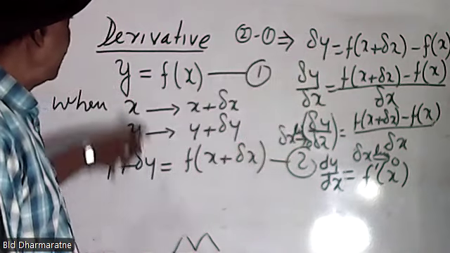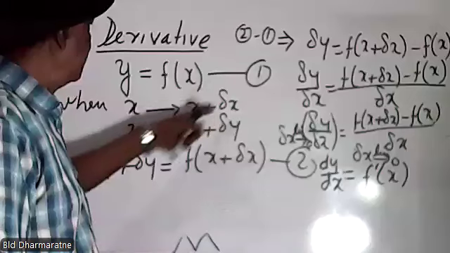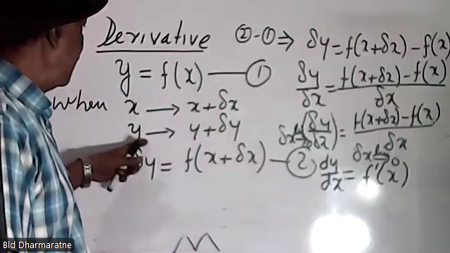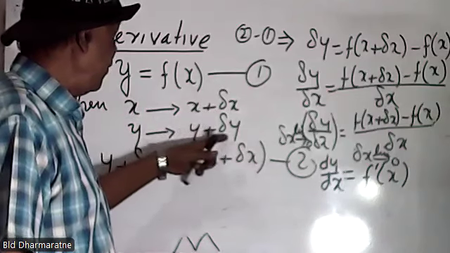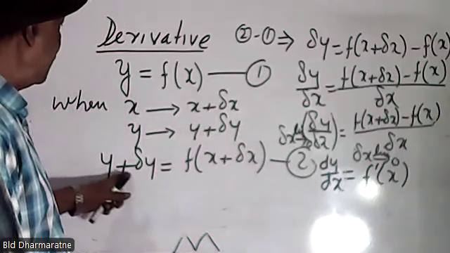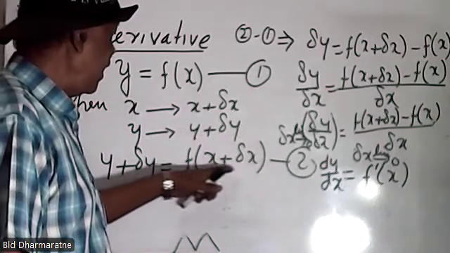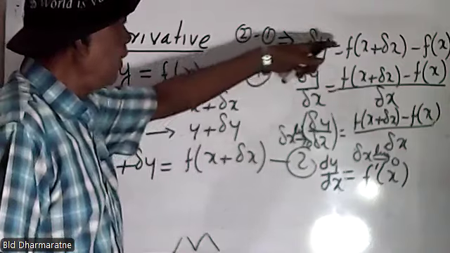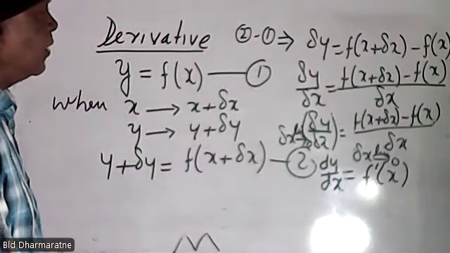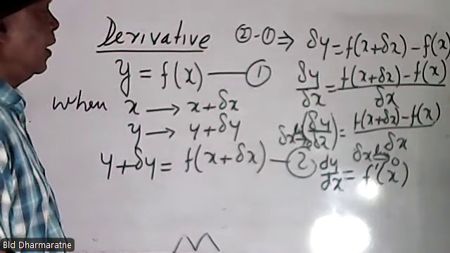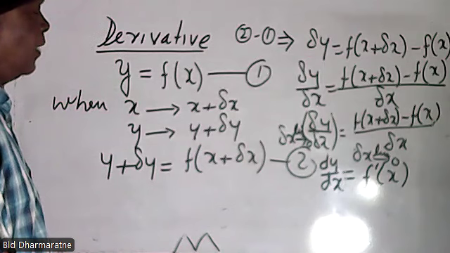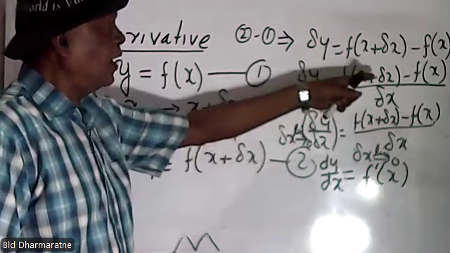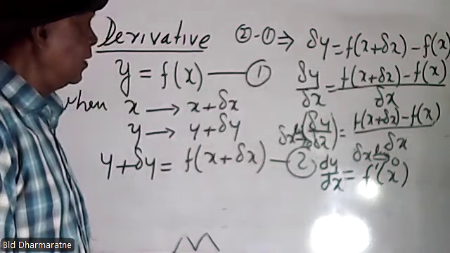Again, I am saying y equals f(x), a function. x increments by x plus delta x, and y increments to the corresponding value y plus delta y. Then y plus delta y equals f(x plus delta x). Subtracting the first from the second, delta y equals f(x plus delta x) minus f(x). Now dividing by delta x, delta y over delta x equals f(x plus delta x) minus f(x) over delta x.